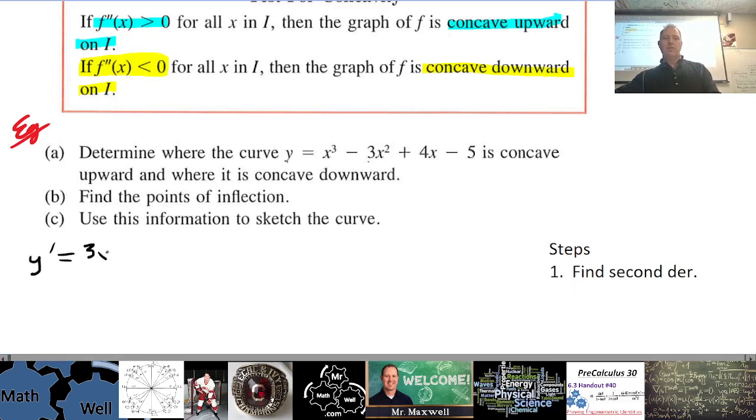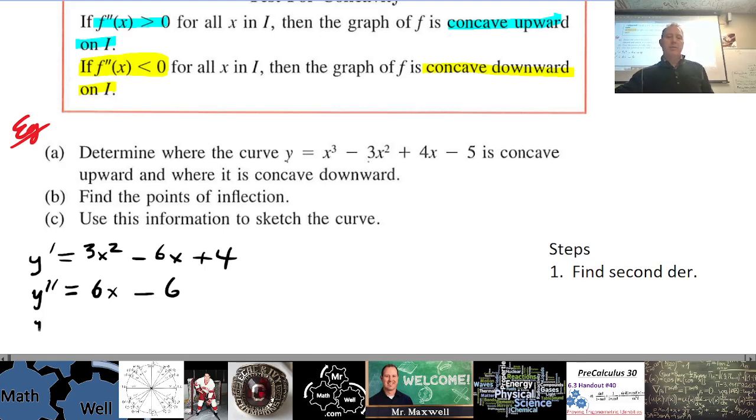So this is 3x squared minus 6x plus 4, and then minus 0 there. So this is the first derivative. The second derivative is the derivative of the derivative, the rate of change of the rate of change, which is expressed as 6x minus 6. Okay? We good with that so far?